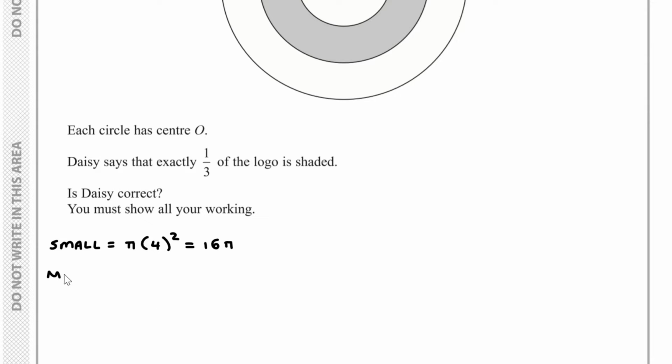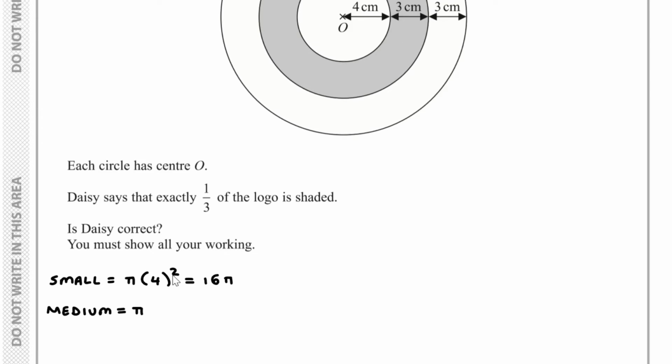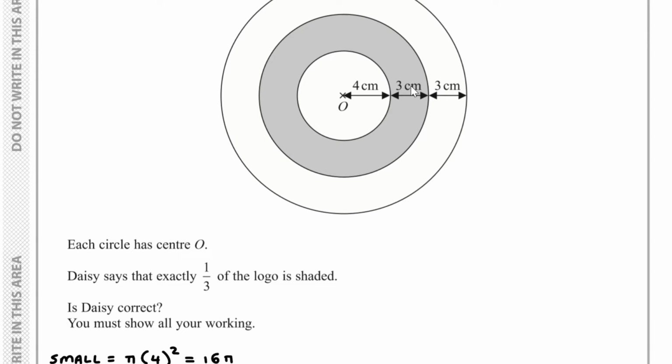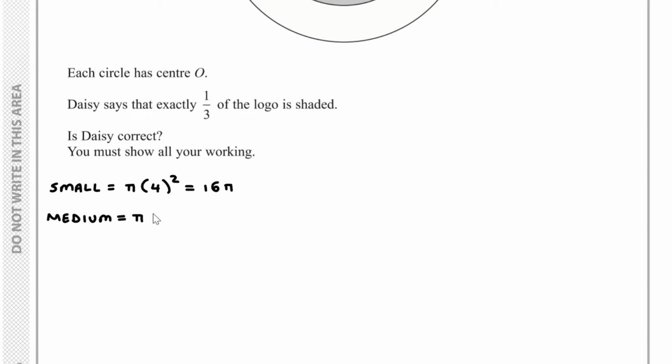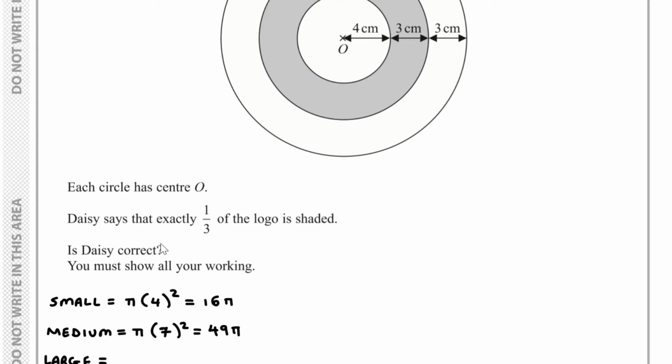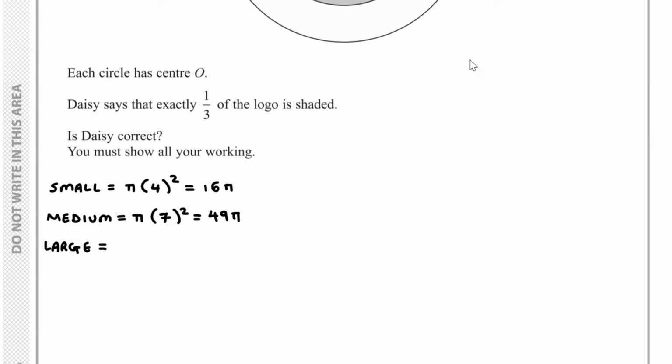For the medium circle, the area is pi multiplied by the radius squared. Well, here the radius will be 4 plus 3, which is 7. So we've got the medium circle having an area of pi lots of 7 squared, which is 49 pi. And for the large circle, the radius here is 4 plus 3 plus 3, which is 10. So the large circle has area pi lots of 10 squared, which is 100 pi.